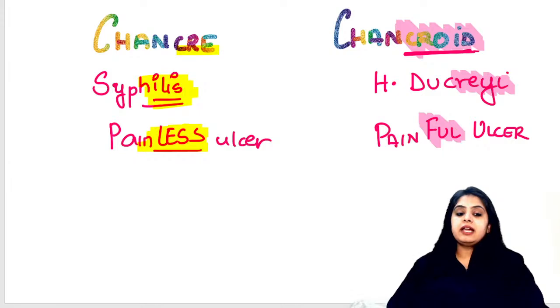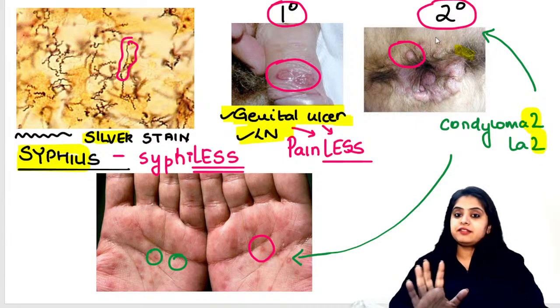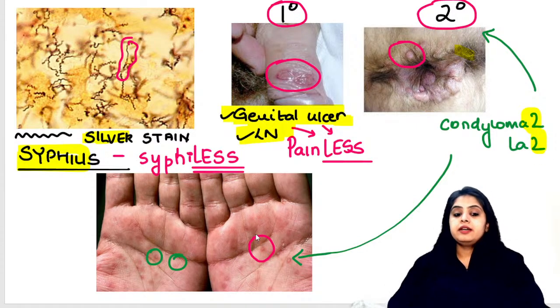Almost coming towards the end, everyone identifies this organism. Acha, before that, let me come back. I hope it is okay. This is how syphilis is going to look like. It's a silver stain. सब कुछ painless दिखा. Condylomata lata दिखा. That is in the secondary syphilis, and you see the rashes also.